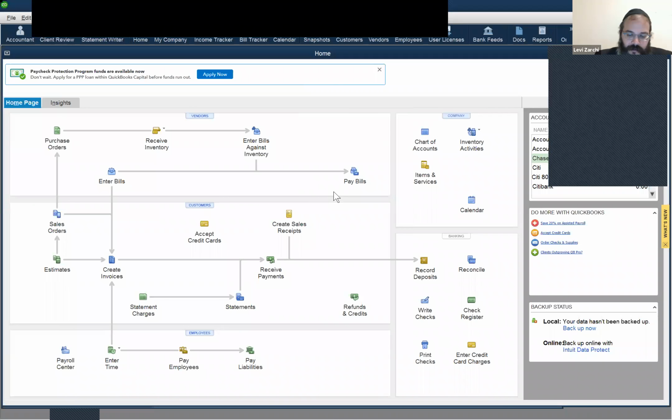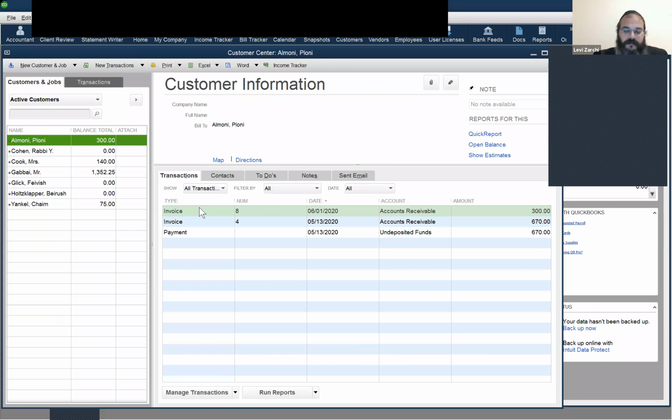So if you would go to customer center, how would you go to customer center? One of three ways. We have the homepage. We go to customer center. We have over here, we could just go to create invoices, but we don't want to create a particular invoice. We want to see customers. So the shorter way to do it is just to click on the customers icon up here in the top. Customers. And Ploni Almoni, outstanding invoice, his bills, $300.